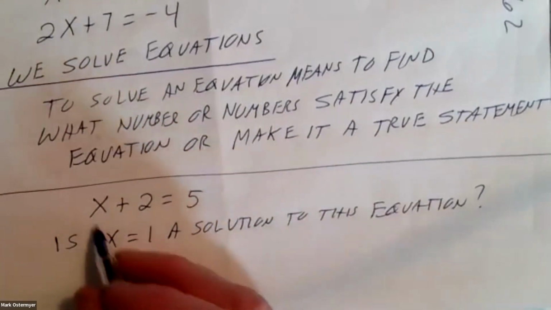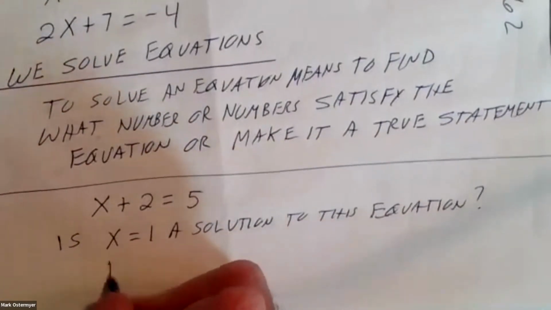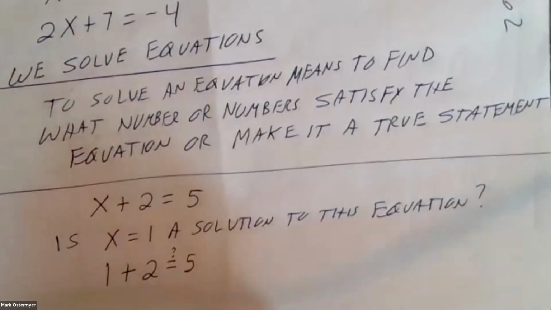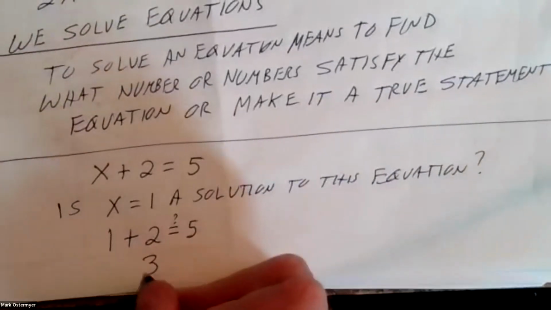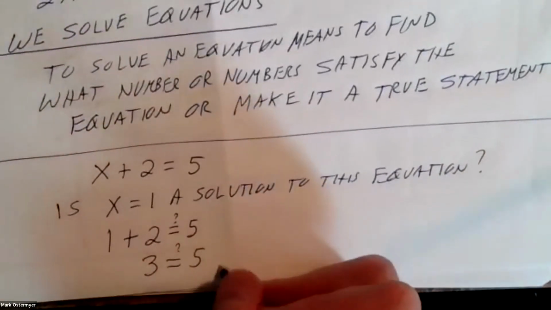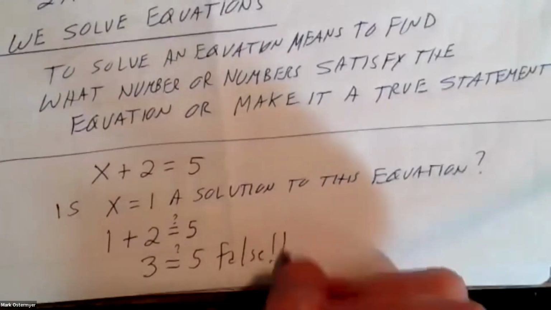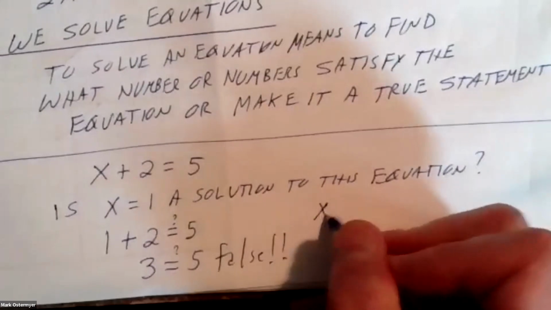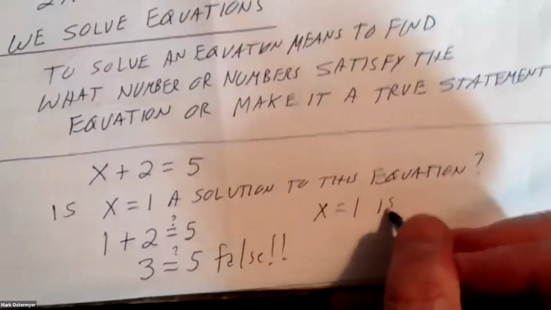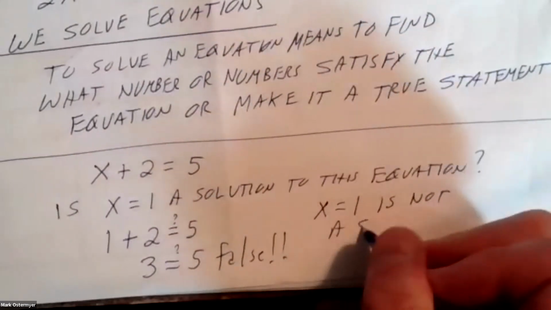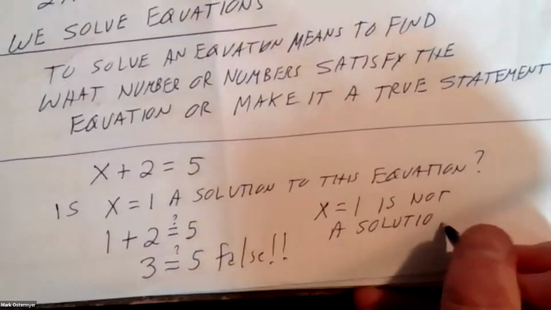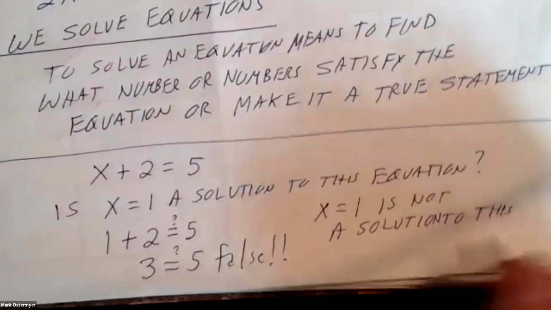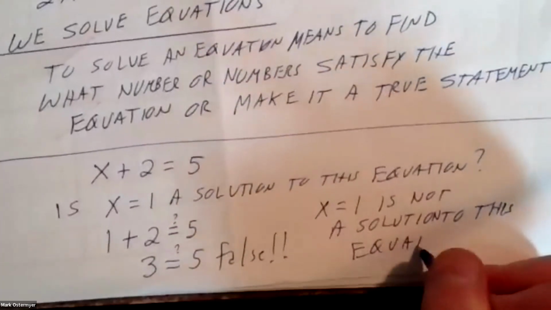Well, to find out, we're going to replace the X variable in the equation with 1. And we're going to ask ourselves, is 1 plus 2 equal to 5? Is this true or false? Is 3 equal to 5? That's false. So therefore, we would conclude that X equals 1 is not a solution to this equation. It doesn't satisfy the equation.